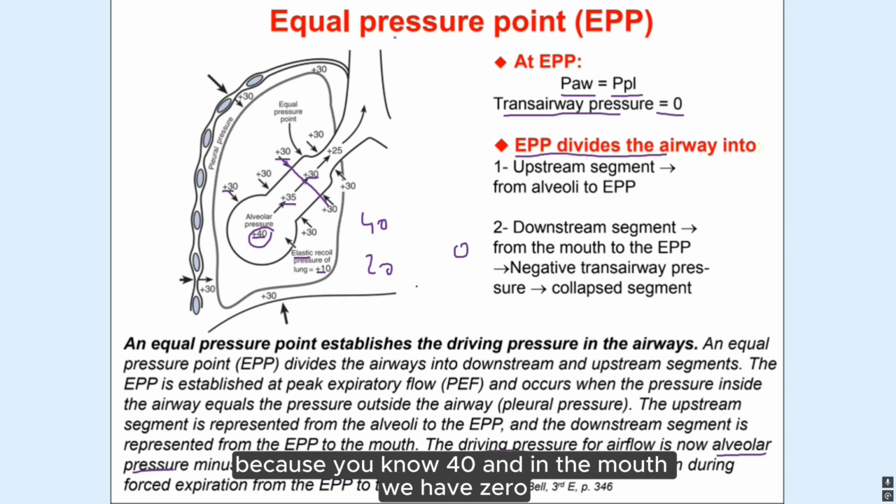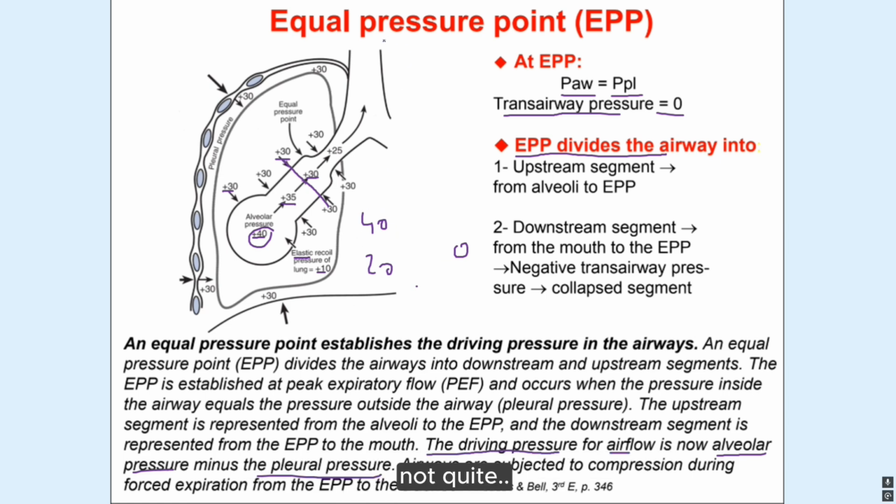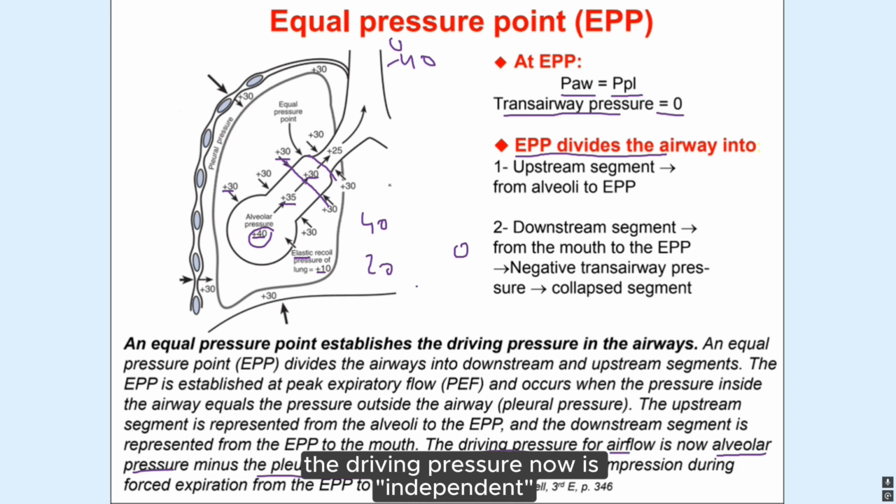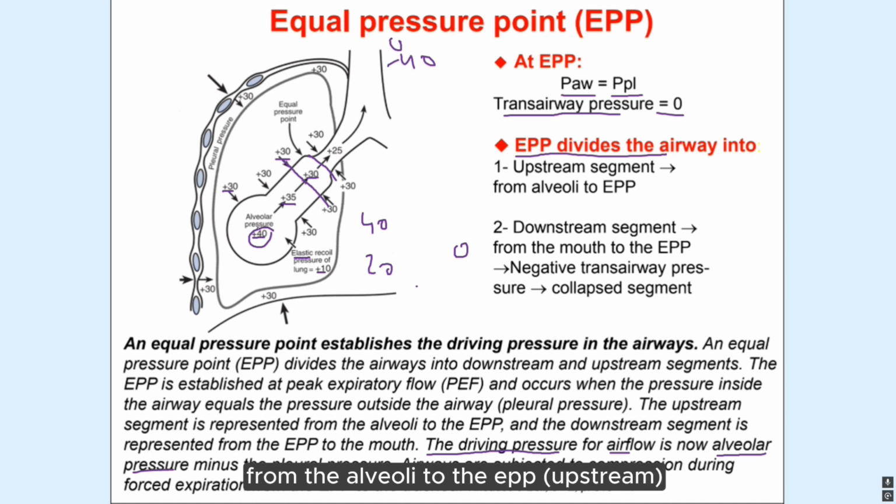Because 40 and in the mouth we have 0? Not quite. This is because during forced expiration, we have a point of constriction over here. So it doesn't matter what the pressure difference from after the constriction is. Even if the pressure instead of being 0 was like -40 for whatever reason, this still will not determine the driving pressure. The driving pressure now is independent of what's happening after the constriction. The only thing that matters is the pressure gradient or the driving pressure from the alveoli to the EPP.